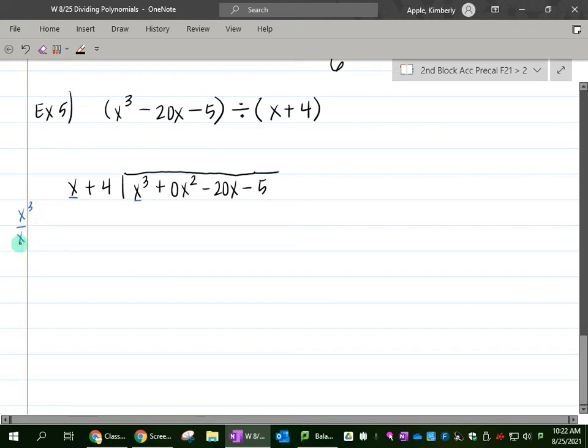X cubed divided by x is x squared. So that'll go here. So see, if my placeholder wasn't there, I'd be like, where does that go? Now we'll multiply x cubed, and then this will be plus 4x squared.